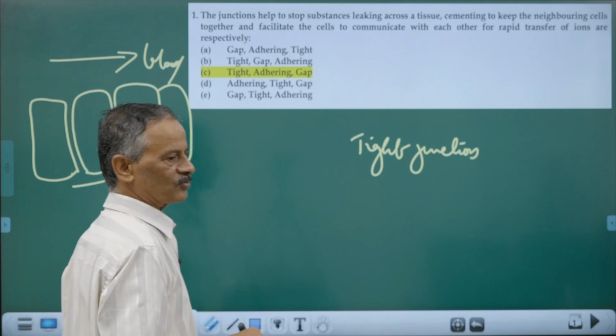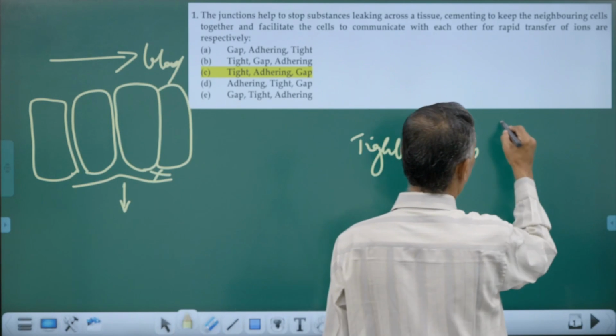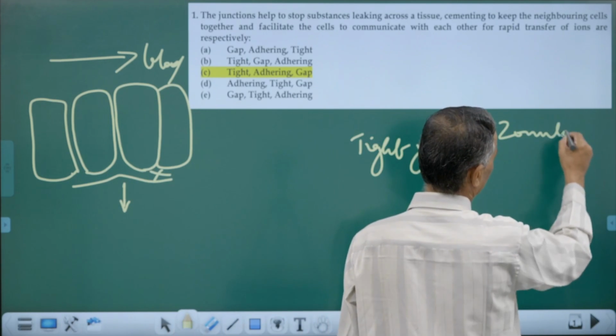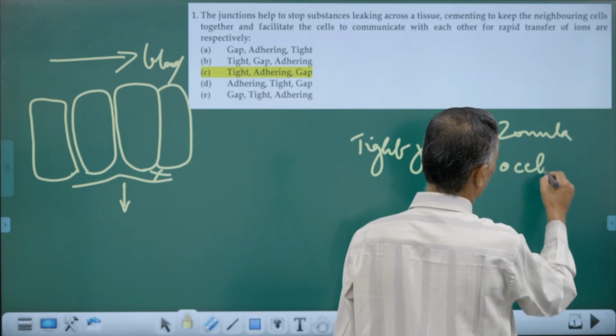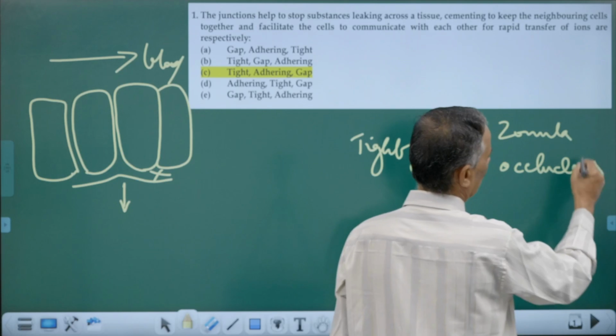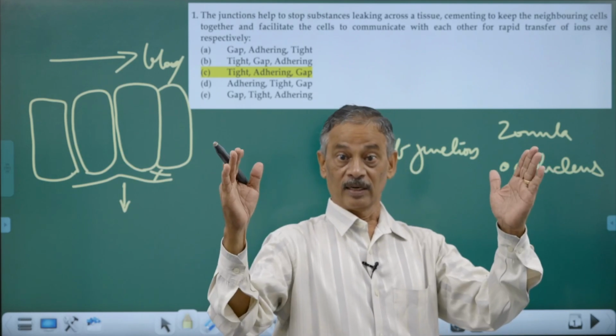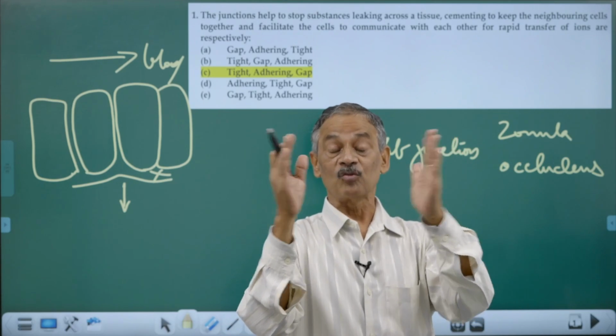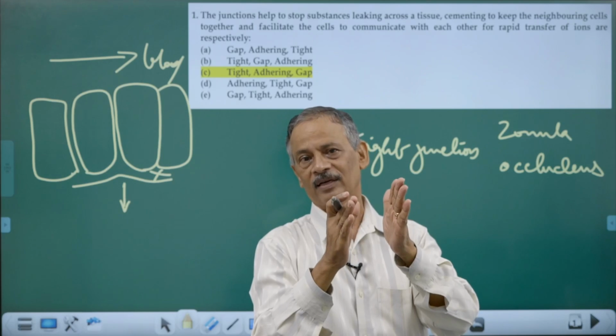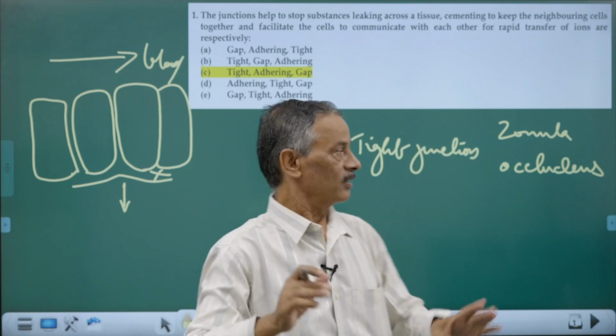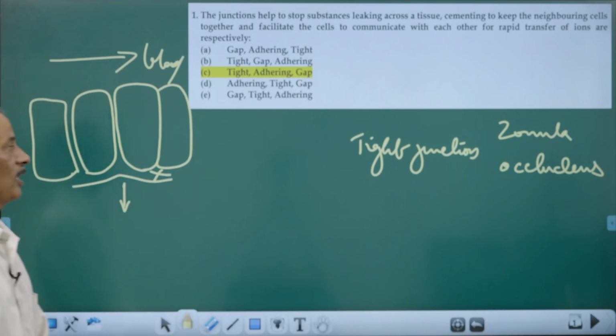Tight junction is also called zonula occludens. Why is it called so? It's a zone where the gap, the space, is occluded. The gap is prevented. There is no gap. That's why it is called a tight junction. So that will be preventing the leakage of materials across it.